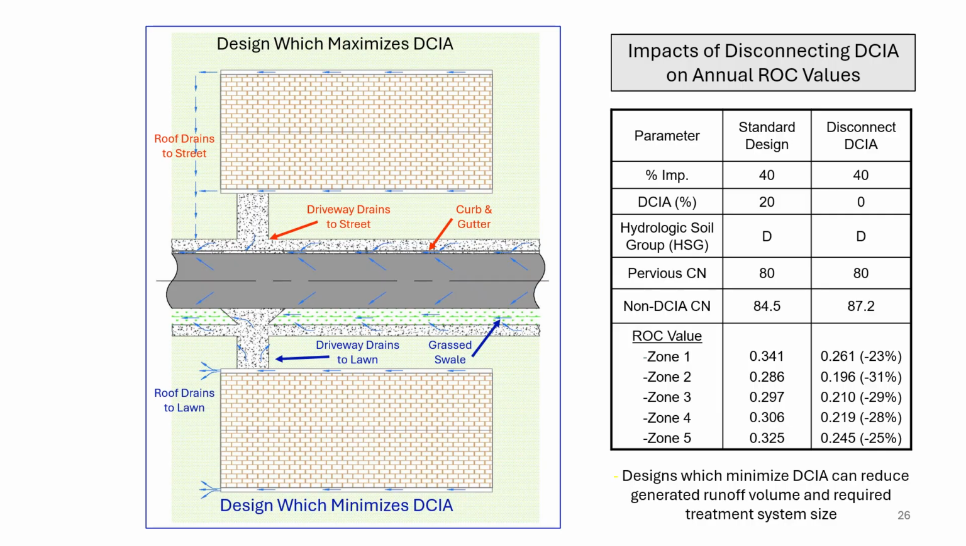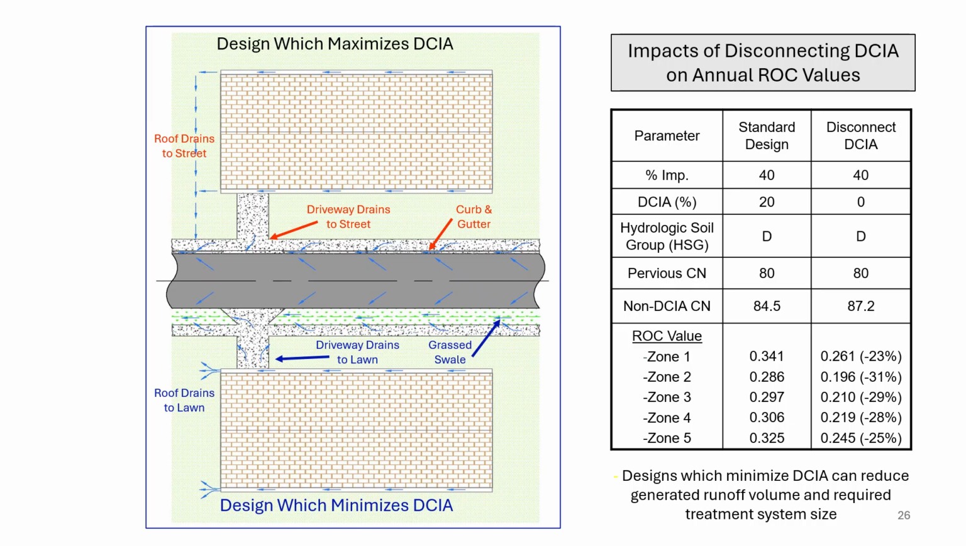The impact of disconnecting DCIA is significant. Designs that minimize DCIA can substantially reduce the total generated runoff volume, and consequently, the required size of any downstream treatment systems. Our analysis shows that when impervious areas are disconnected in this manner, the annual runoff coefficient, or ROC, values decrease across every rain zone. This reduction in annual runoff can be quite significant, both in terms of water volume and the mass loadings of pollutants.